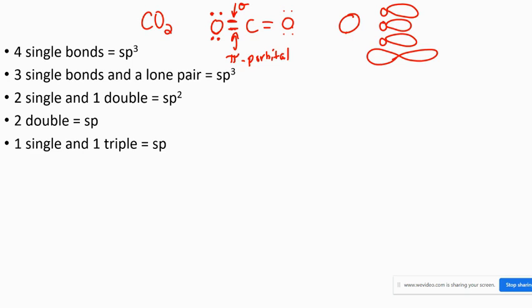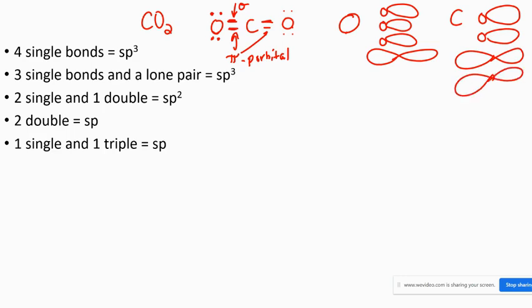Now, my carbon, this is going to also be a p orbital. So for my carbon, I'm going to have 2 of them looking like this for my sigma bonds. That's for this bond right here and this bond right here. And then I'm going to have 2 p orbitals, one for this pi bond and one for this pi bond.